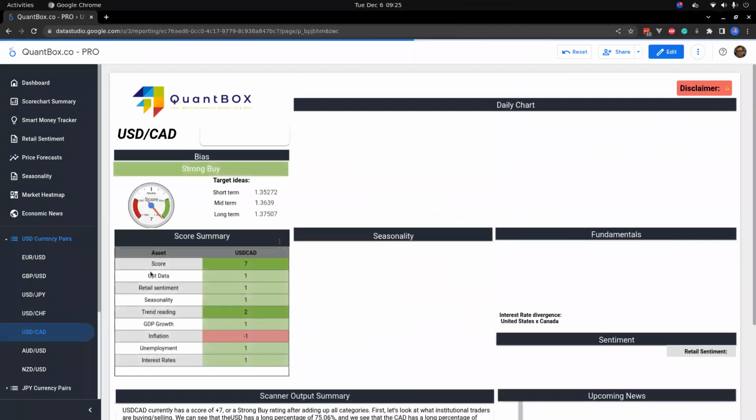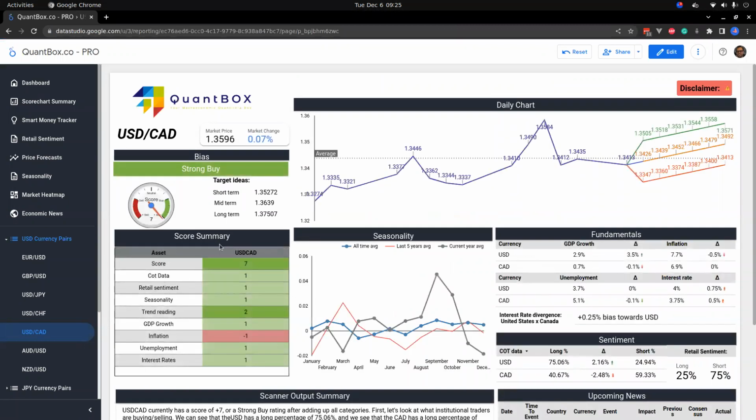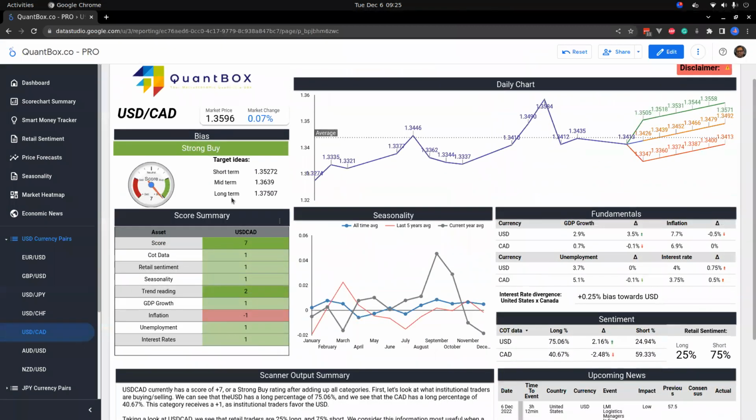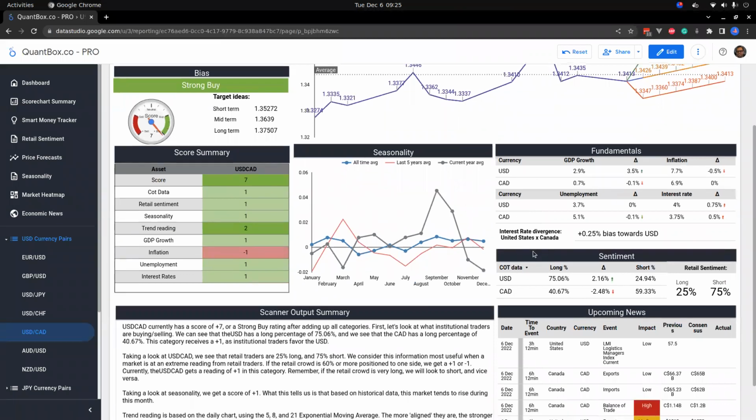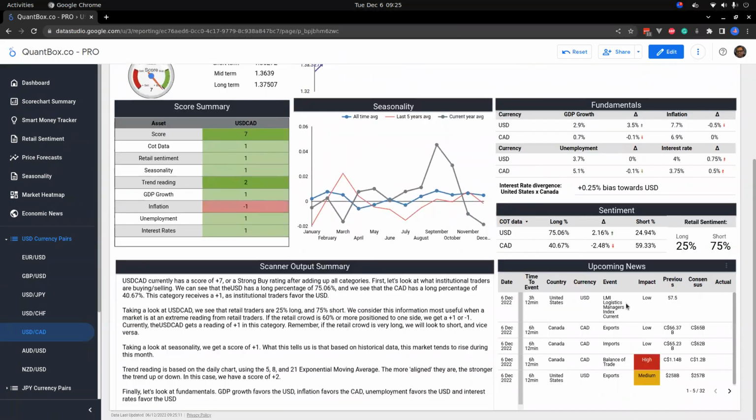Okay, so fundamentally, strong buy. Well, we know that. We bought this yesterday. Okay, thank you very much for telling us that, QuantBox. So we got some Canadian dollar news today. Okay, balance of trade, right? You saw yesterday's Canadian news. All right.